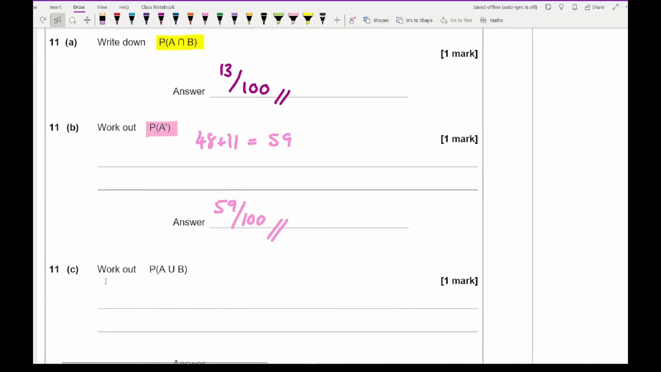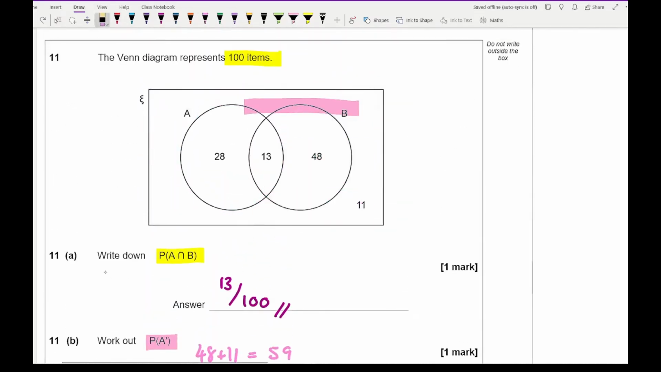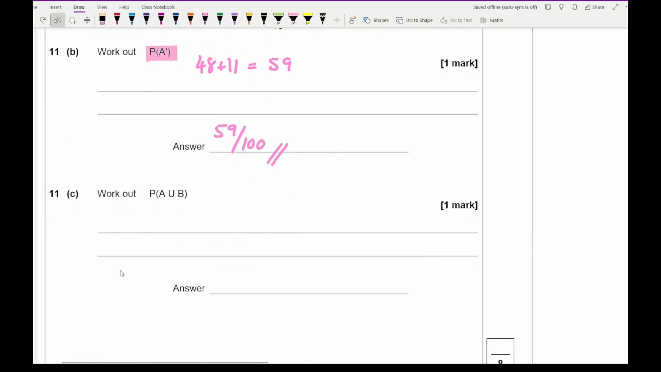Then it says work out the probability of A or B. So again, if I just get rid of this colouring, A or B is going to be A, which is there, or B, which is this here, and it's the bit that's shaded. So here it's going to be 28 plus 13 plus 48, which comes up to a total of 89. So the answer is 89 over 100.